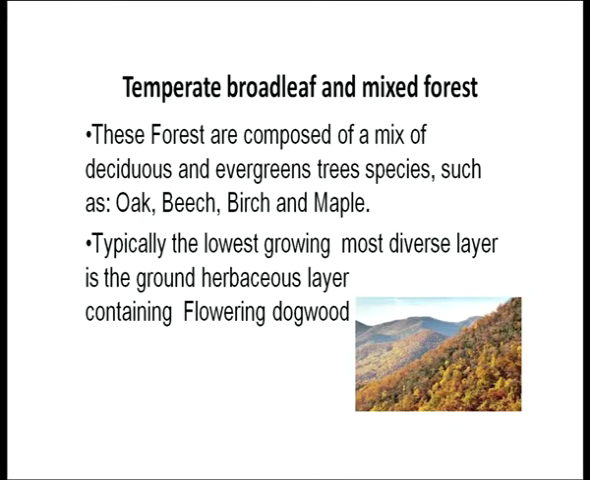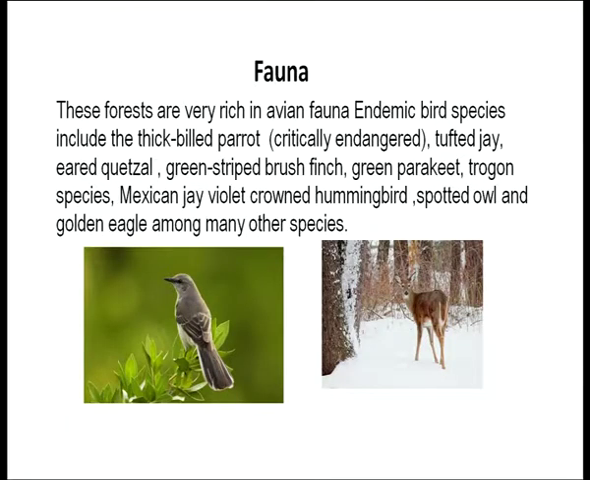These forests are composed of mixed deciduous and evergreen tree species such as oak, beech, birch and maple. Typically, the lowest growing, most diverse layer is the ground herbaceous layer containing the flowering dogwood. These forests are very rich in avian fauna, which are endemic species. They include the thick-billed parrot, which is an endangered species, tufted jay, eared quail, green-striped brush finches, green parakeets, trogon species, Mexican jay, violet-crowned hummingbirds, spotted owl, and golden eagle are among the other species found here.